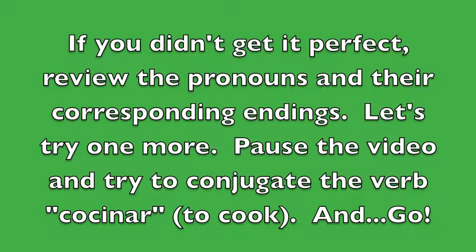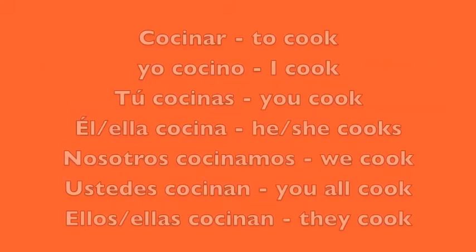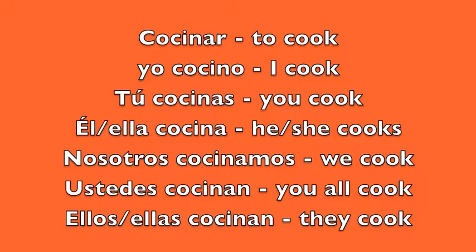Let's try one more. Pause the video and try to conjugate the verb cocinar, to cook. And go. Are you done? Okay, here's the conjugation for the verb cocinar, to cook. How did you do? Cocinar, to cook. Yo cocino, I cook. Tú cocinas, you cook. Él cocina, ella cocina. He cooks, she cooks. Nosotros cocinamos, we cook. Ustedes cocinan, you all cook. Ellos cocinan, ellas cocinan, they cook. The money, el dinero.